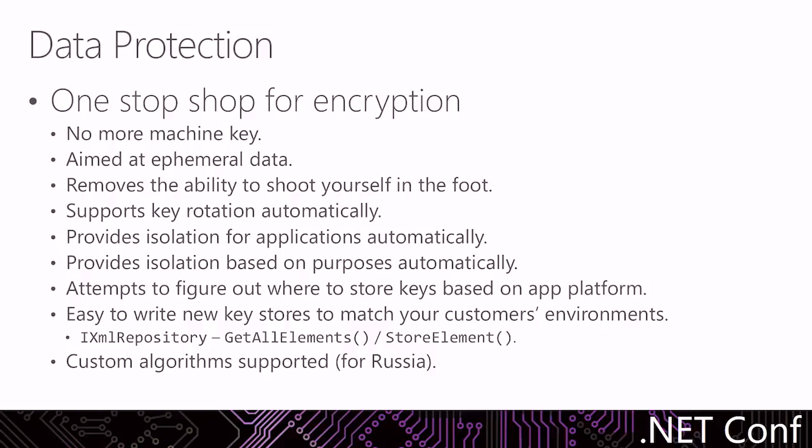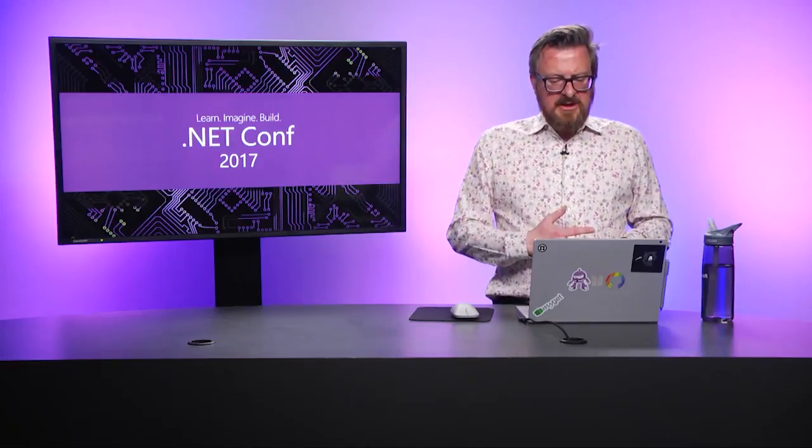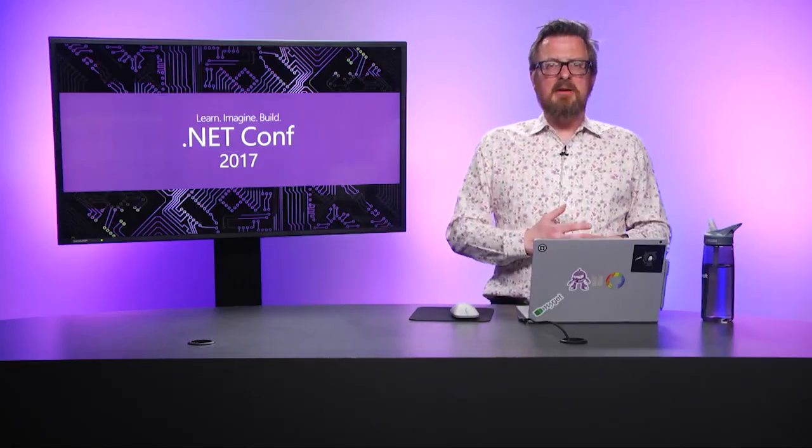And then we have isolation based on purposes. So if you want to protect a credit card, not that you should be storing credit cards, PCI standards say that you can't, but it's a good example. If you want to protect a credit card and a user's address, you would have different purposes. So the encryptor that is created for protecting a credit card cannot be used to decrypt a user's address, and vice versa.